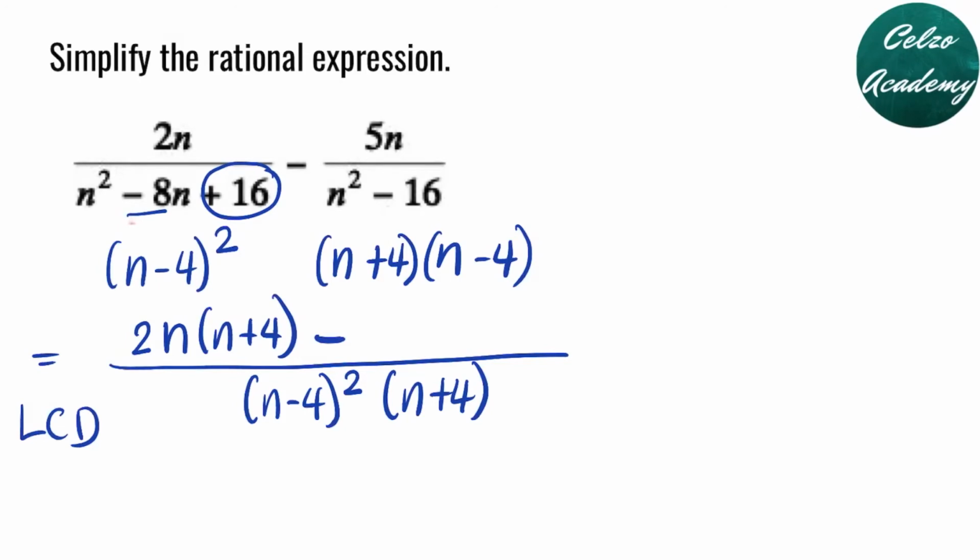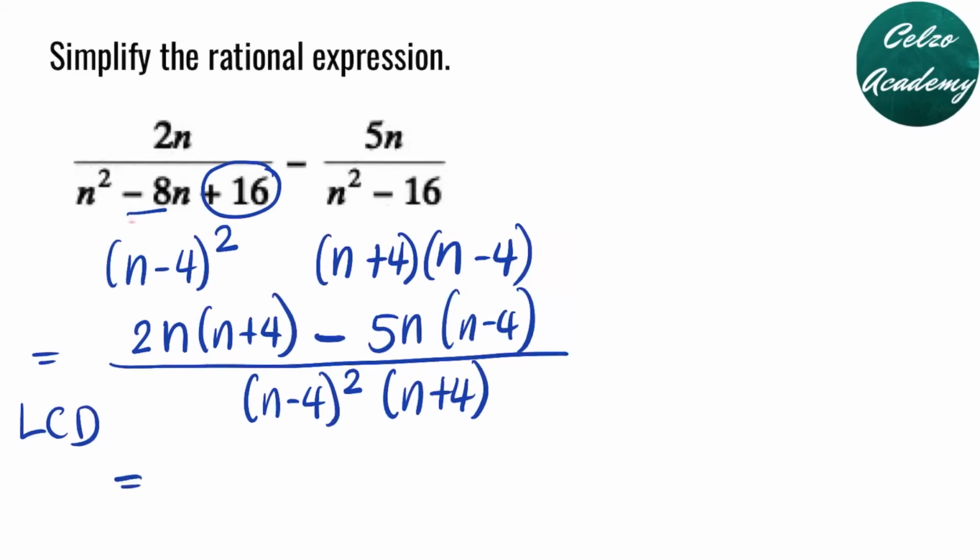We divide the LCD by n plus 4 and n minus 4. Since our denominator has n minus 4 squared, we can cancel out one of them. So we will still multiply 5n by n minus 4, because one of the n minus 4s will cancel out.